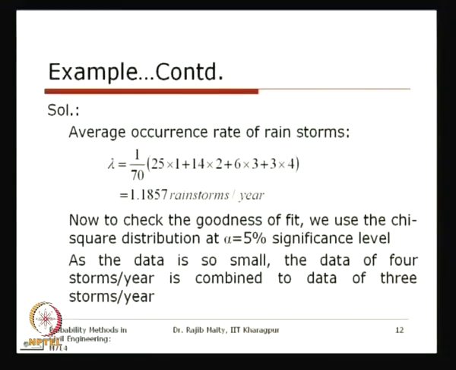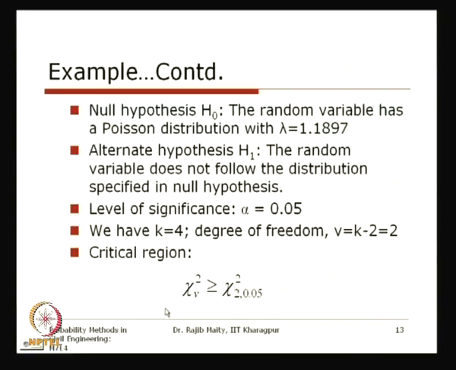So, here also what we are doing is that the 4 storms per year and the 3 rainstorms per year are combined together. Here the null hypothesis is that the random variable has a Poisson distribution with lambda equals 1.1897. The alternate hypothesis is that the random variable does not follow the distribution specified in the null hypothesis. The significance level is 0.05, that is 5%, and we have k equals 4.